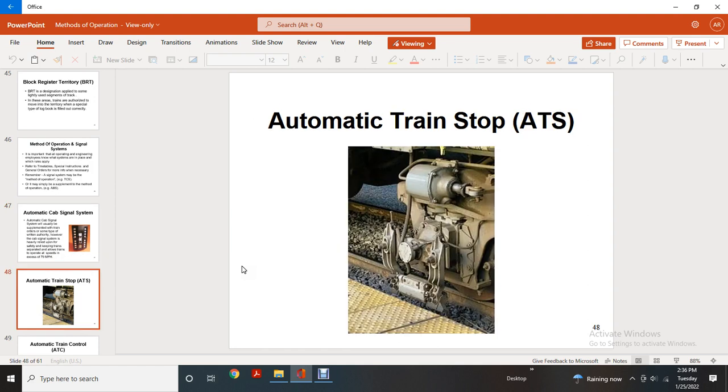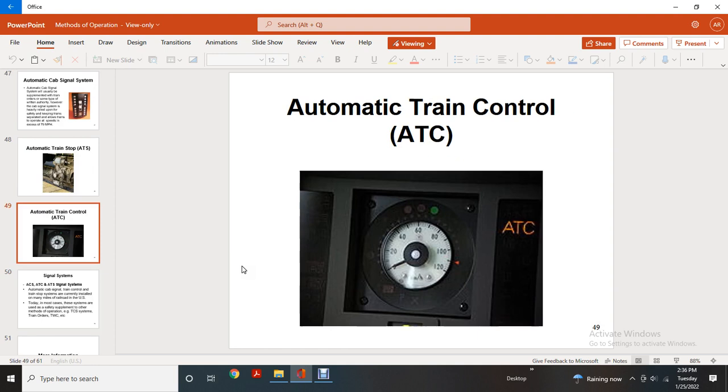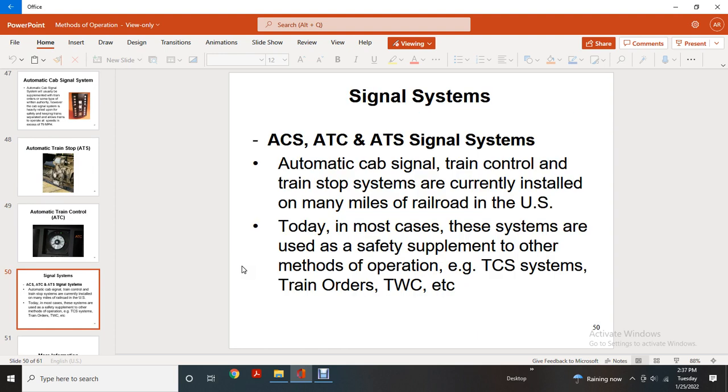Automatic train stop, ATS, automatic cab signal, ACS, and automatic train control, ATC, systems are currently installed on many miles of railroad in the U.S. Today, in most cases, these systems are used as a safety supplement to other methods of operation, such as the TCS system, train orders, and train warrant control.